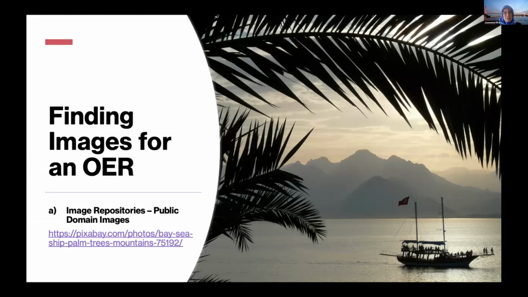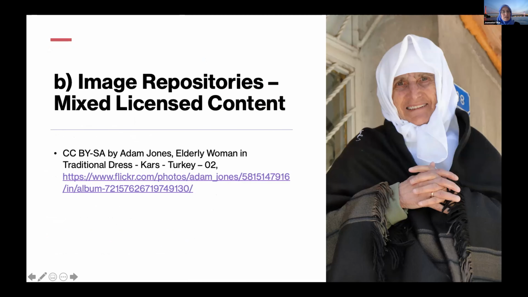And if I had 2 hours today, I don't. If I were able to do a big workshop, I would want to show you exactly how to do searches for images for open education, for OERs, in image repositories like public domain images, and mixed license content repositories like Flickr and Wikimedia Commons.